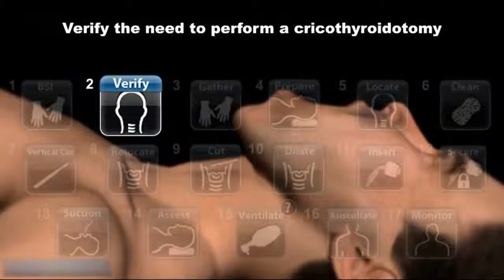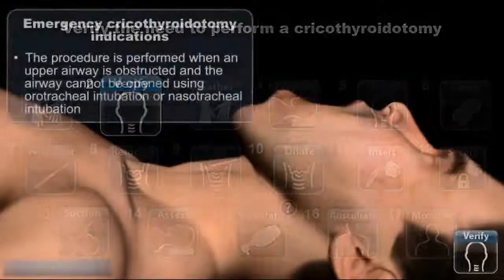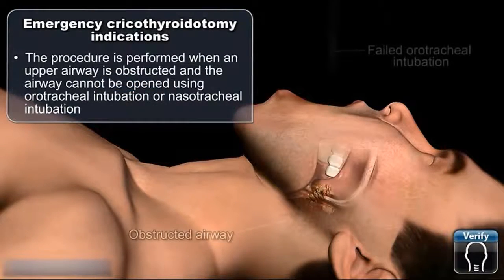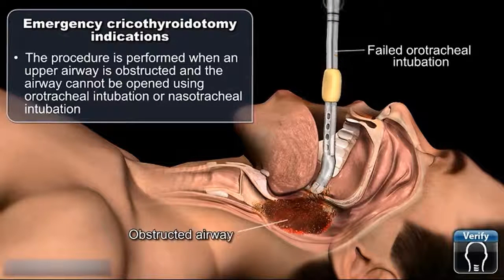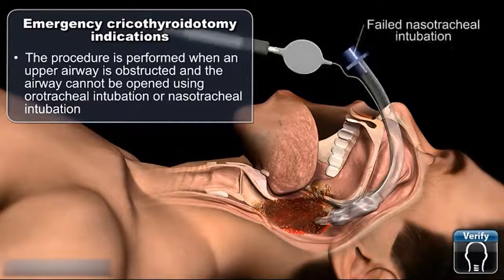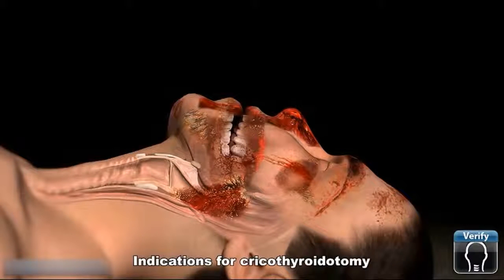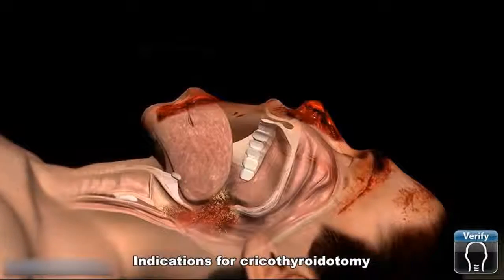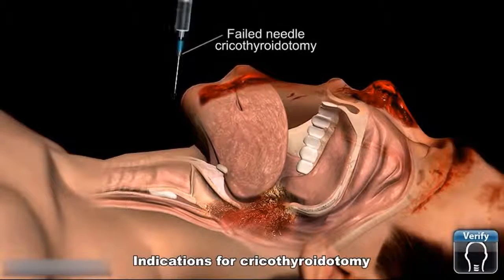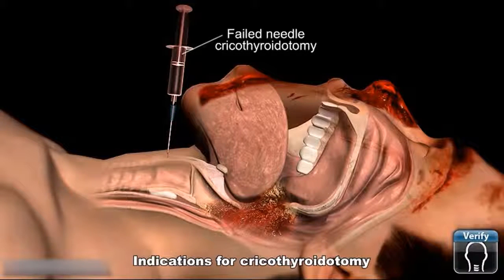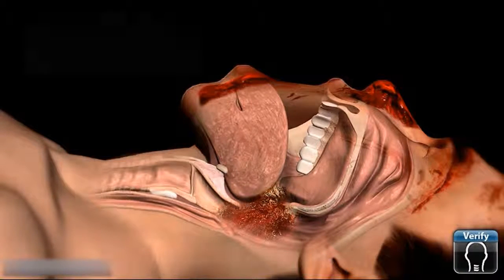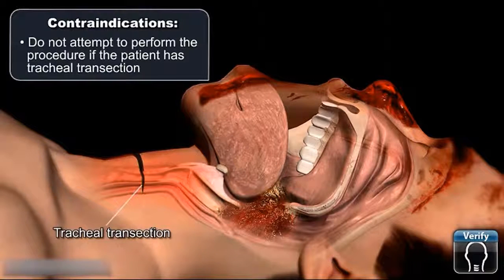Verify the need to perform a cricothyroidotomy. The procedure is performed when an upper airway is obstructed and the airway cannot be opened by performing orotracheal intubation or nasotracheal intubation. Additional indications are severe maxillofacial injury or failed needle cricothyroidotomy. Do not attempt to perform the procedure if the patient has tracheal transection.